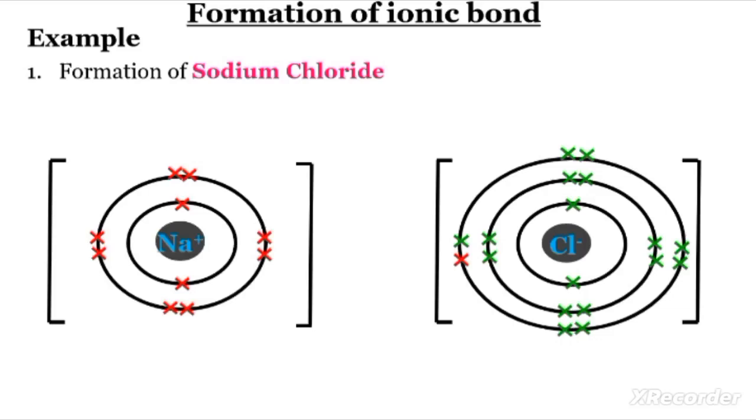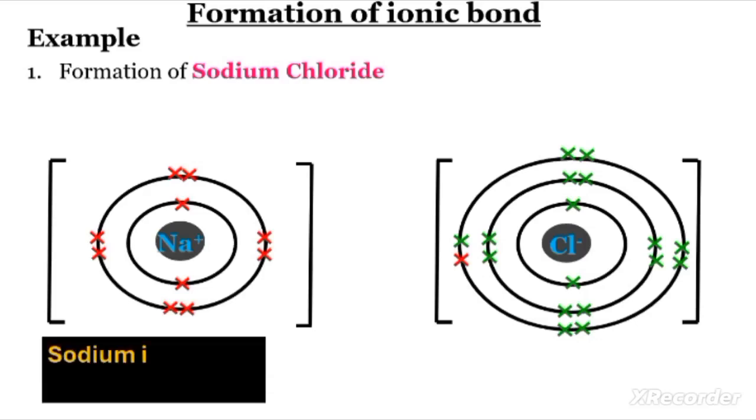No wonder we are saying elements become ions to gain stability. We have seen that sodium has 8 electrons in the outermost shell, and chlorine has 8 electrons in the outermost shell. So these 2 ions have become stable.